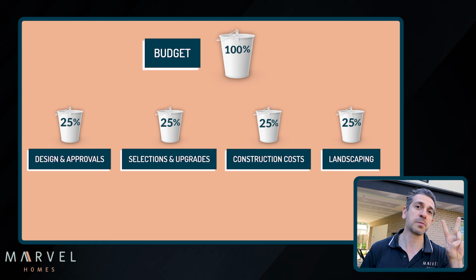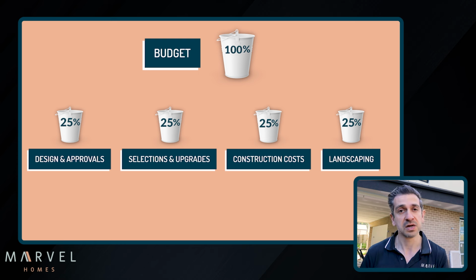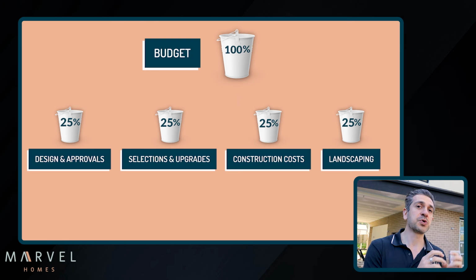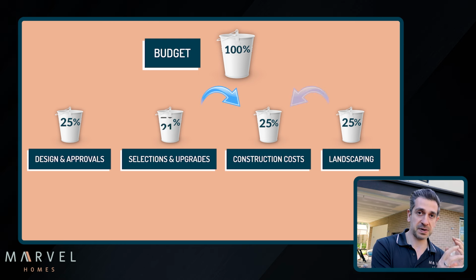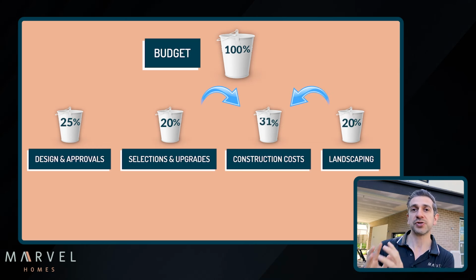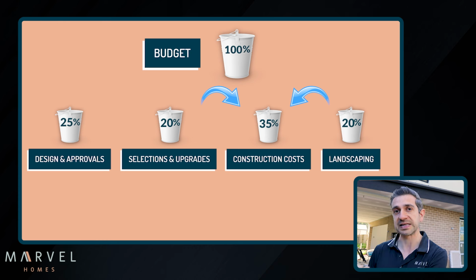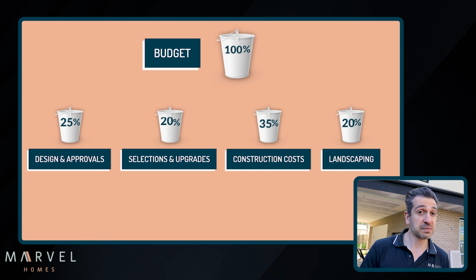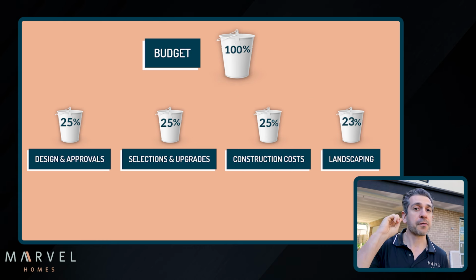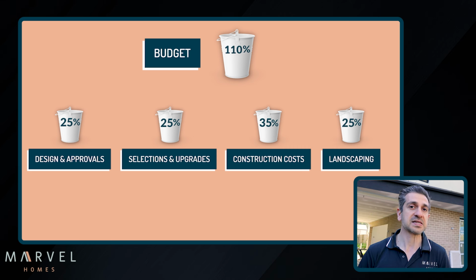So I got 2 options to increase that bucket allowance or the budget there. Option 1 is we take from a neighboring bucket, couple of percentage, and put it into the construction bucket, right? So this could be from the selections or the landscaping. Option number 2 is we increase the master budget bucket, okay? And that's basically increasing your budget from $1 million. You might need to go to 1.1 or 1.2, doesn't matter.